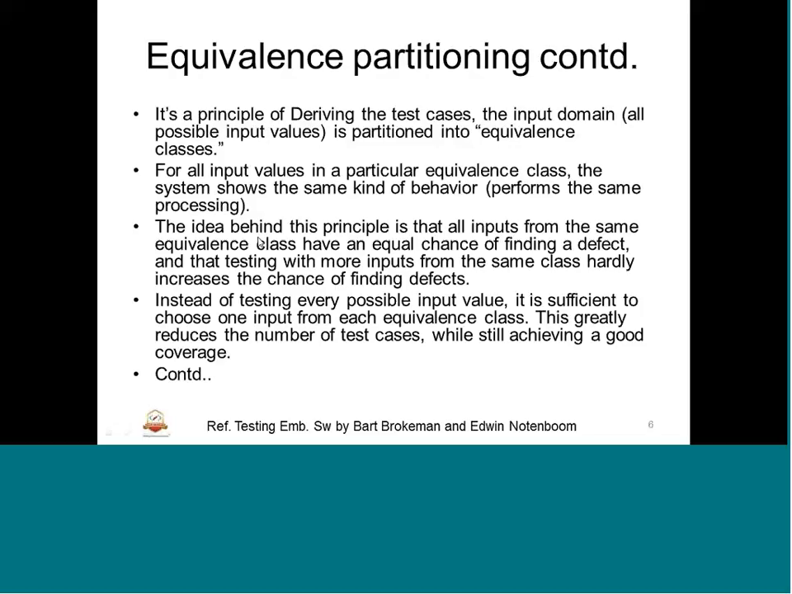The idea behind this principle is that all inputs from the same equivalence class have an equal chance of finding a defect, and testing with more inputs from the same class hardly increases the chance of finding a defect. That means once we have found a defect, more inputs won't help in finding a different defect. Instead of testing every possible input value, it is sufficient to choose one input from each equivalence class. This greatly reduces the number of test cases while still achieving good coverage.